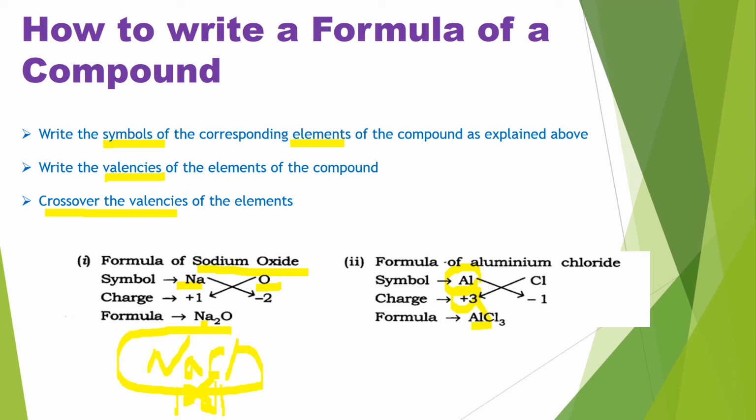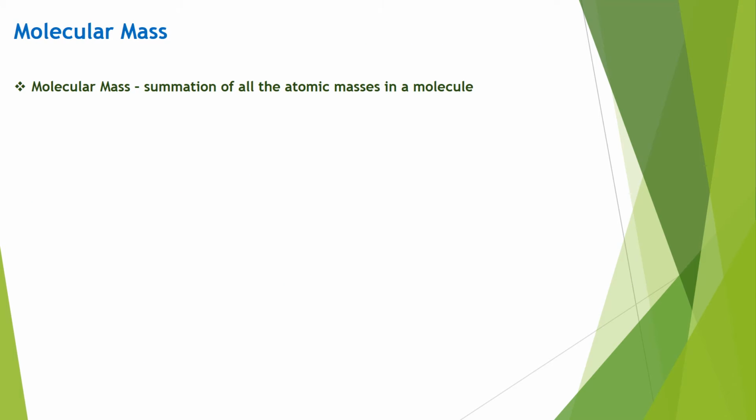So like that, the main things you have to remember is, you have to know the symbols, then you have to write the valency, both of them, and then you have to cross it. This is how it's very easy. Now molecular mass is nothing but the summation of all atomic masses in a molecule.